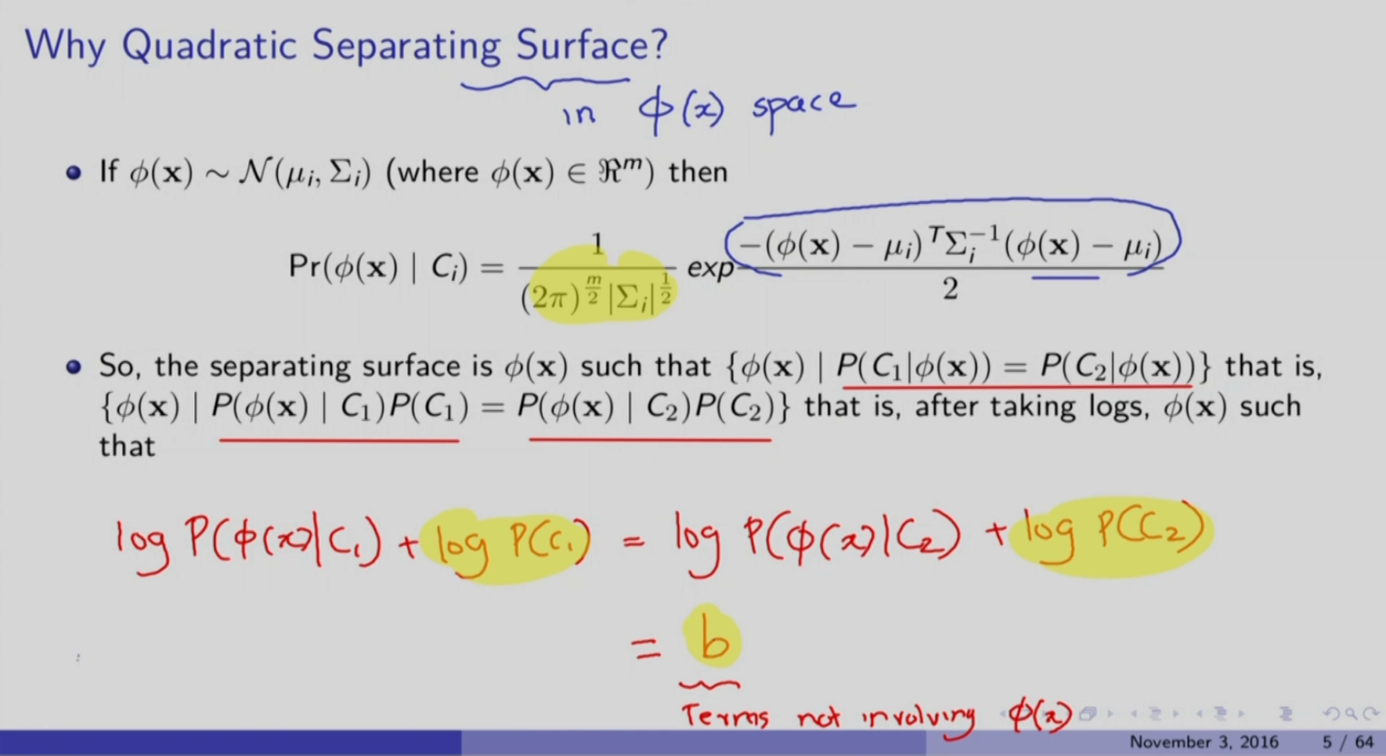So writing them down, we will basically get minus of phi x minus mu 1 transpose sigma 1 inverse phi x minus mu 1, this quadratic expression, plus phi x minus mu 2 transpose sigma 2 inverse phi x minus mu 2.